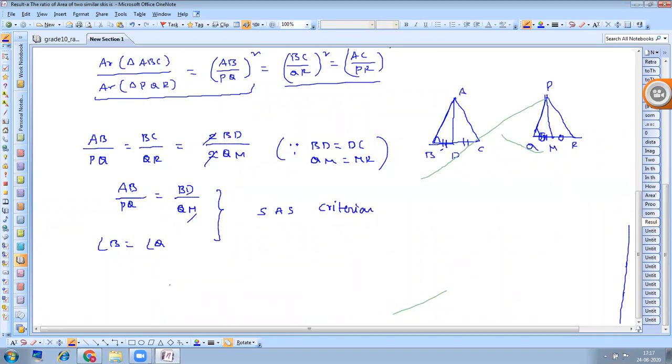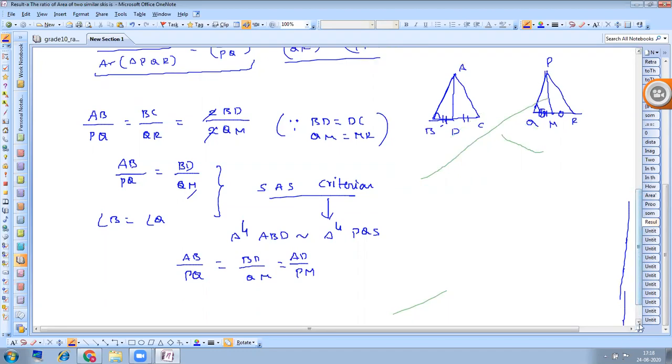Which triangles can I say are similar to each other? From these two statements, triangle ABD is similar to triangle PQM from the SAS similarity criterion. Using this, I can write AB by PQ as BD by QM and equal to AD by PM. Go back to the areas ratio.